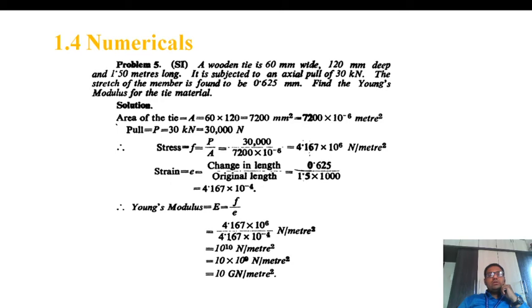And at the last, Young's modulus is, as per our Hooke's law, capital E is equal to stress upon strain. So stress and strain we have already calculated in the above steps. So capital E is equal to 4.167 into 10 raised to 6 divided by 4.167 into 10 raised to minus 4. So therefore, finally, the answer for Young's modulus is 10 giganewton per meter square.